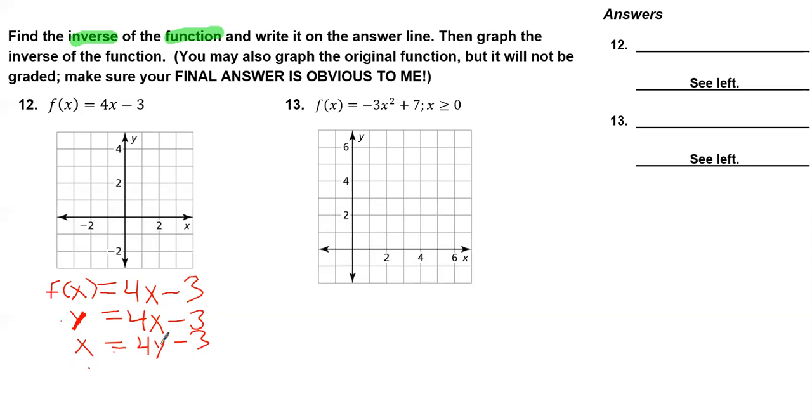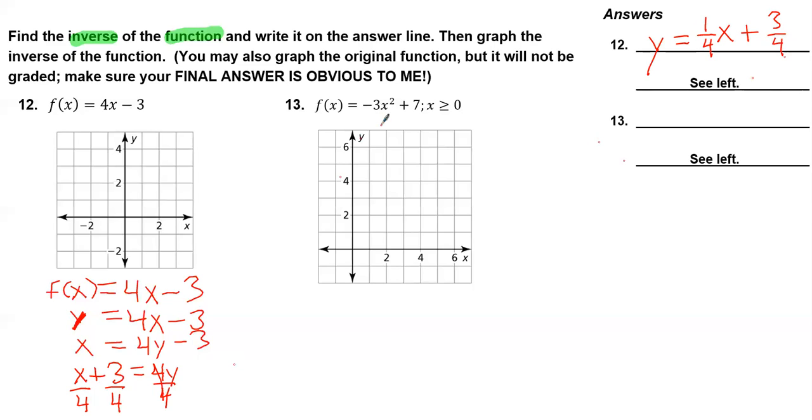So now that we've switched it, we solve for y. I add 3 to both sides, so I get x plus 3 equals 4y. Now, just like the multiplication property of equality, when you divide both sides of an equation by the same number, you have to divide all of the terms by that same number. X over 4 is the same as 1/4 x. This is 3/4. I'm going to write it this way: y equals, and then instead of x over 4, I'm going to write 1/4 x, and then plus 3/4.